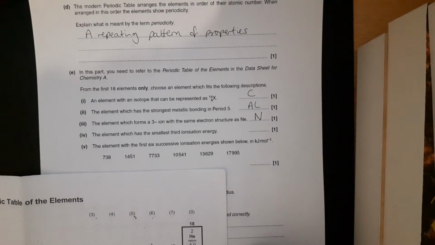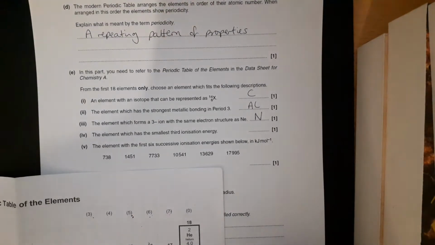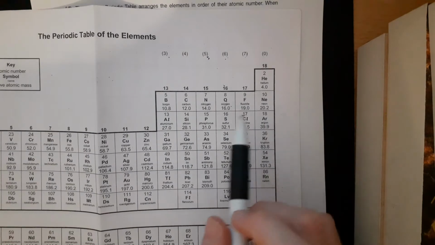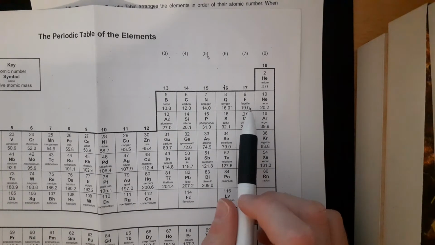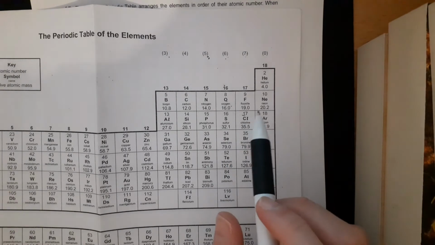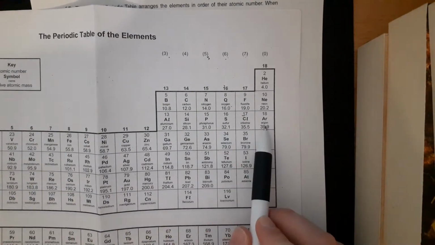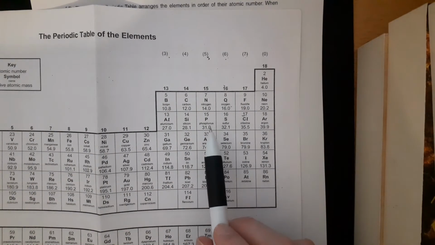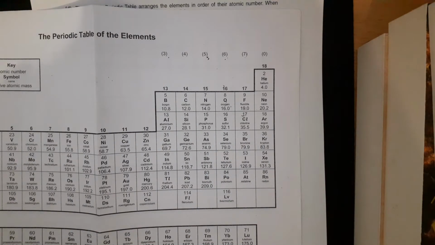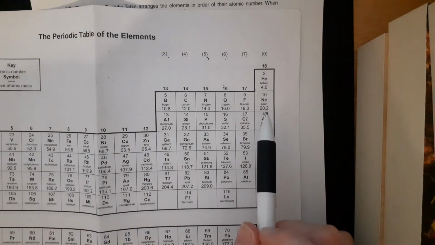The element with the smallest third ionization energy. We know that as you go across a period, ionization energies increase, and as you go down a group, ionization energies decrease. So we're definitely looking at something in period 3, and we want to be as far to the left of period 3 as possible, because ionization energies increase as we go across.